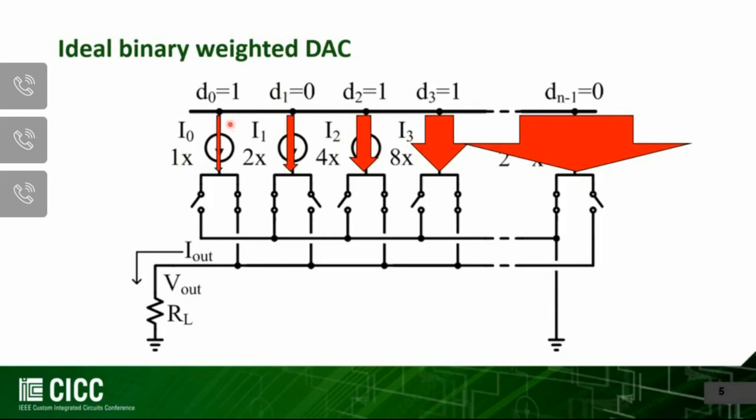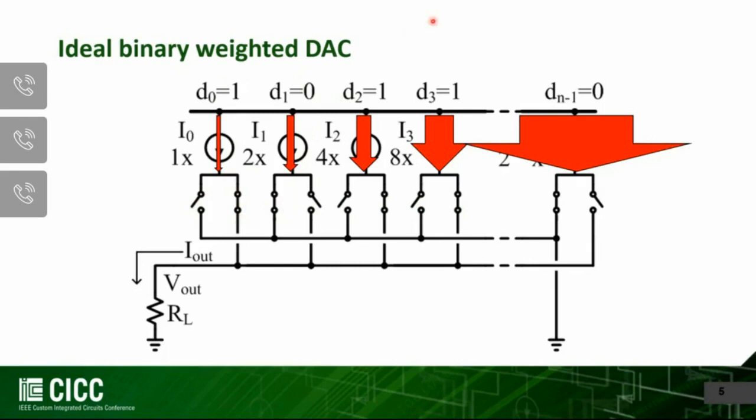If a bit is equal to 1, then the corresponding current is sent to an output load RL. If the bit instead is 0, this current is sent to ground. So what each bit is doing is determining the state of the corresponding switches, which are called the steering pair or the steering switches. And so if this is 1, turn on the right switch, turn off the left switch. If this is 0, do exactly the opposite.